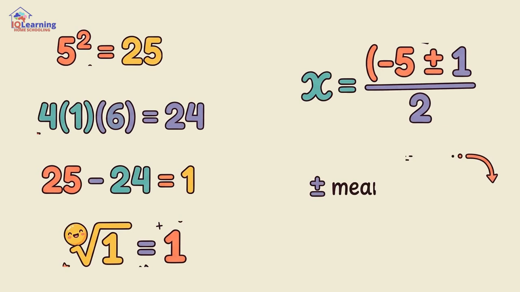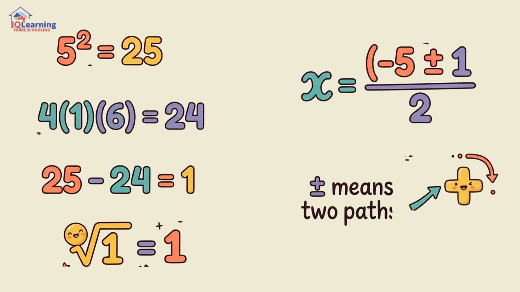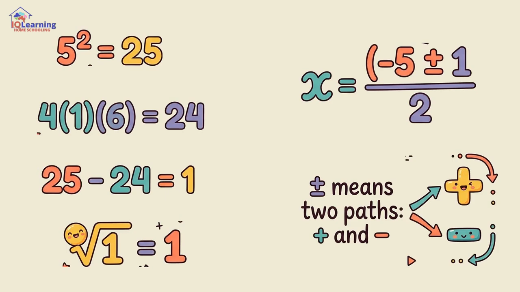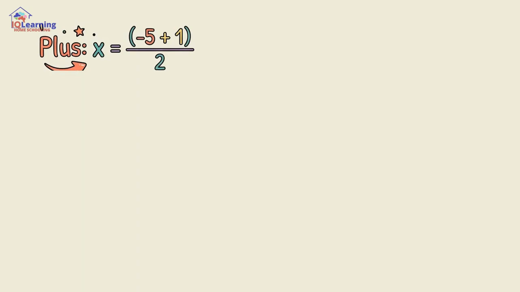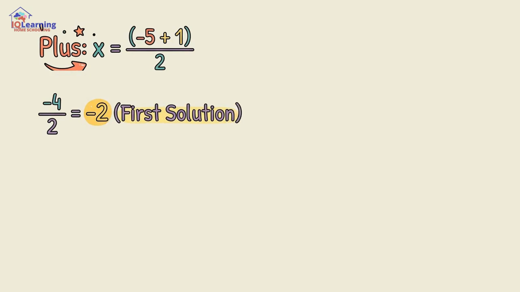This plus or minus symbol is extremely important. It means we must solve the problem two different ways. One path uses plus, the other path uses minus. Let's do the plus version first. X equals negative 5 plus 1 over 2. Negative 5 plus 1 is negative 4, so we get negative 4 over 2. Negative 4 divided by 2 equals negative 2. That's our first solution.